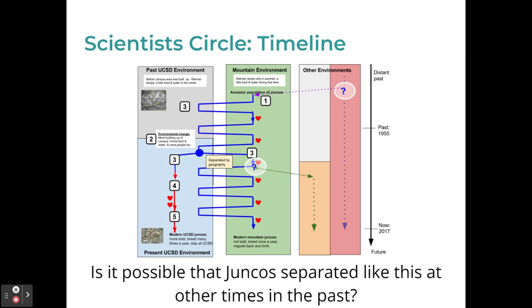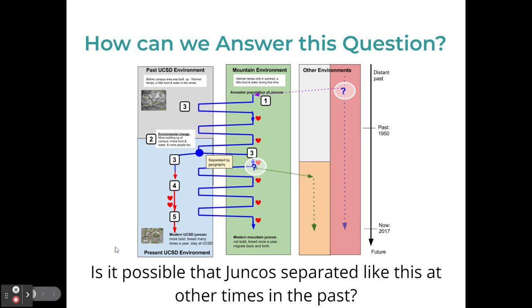So the question we want to ask is, is it possible that something like this has happened at other times in the past? Are there other juncos out there besides these two? Well, how do we go ahead and answer this question? How would we do that? One way I can think of is by looking at other junco populations in a similar way to how we have looked at the mountain juncos and the campus juncos.